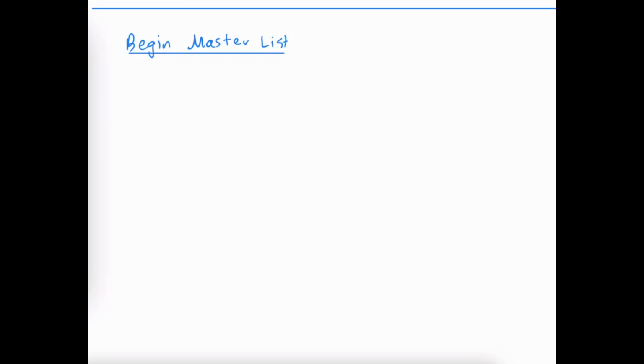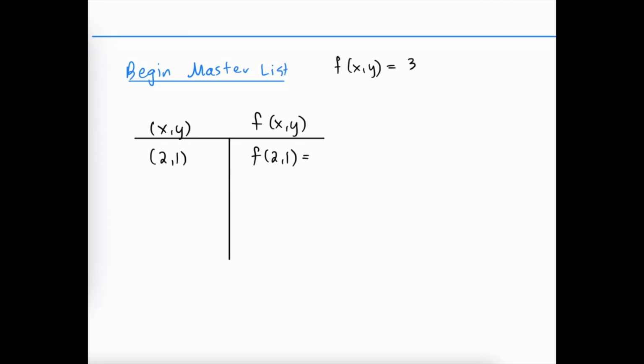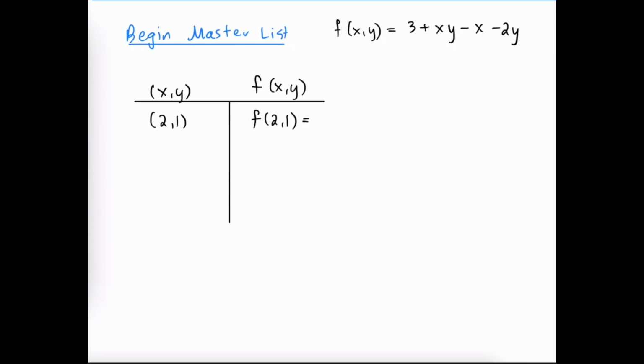Now let's come down here. We're actually going to begin a master list of ordered pairs within this domain region that we're going to be testing to determine what their corresponding output values are and determine whether they are the highest or the lowest in this list of potentials. So we've already determined that (2, 1) is somebody to be considered. So we need to evaluate the function at (2, 1) and see what that z coordinate is. As a reminder, our function was 3 plus xy minus x minus 2y, and so our function evaluated at (2, 1) is going to be just 1.